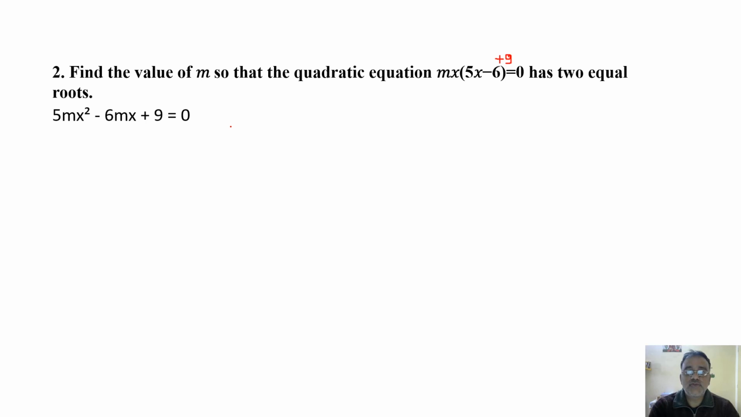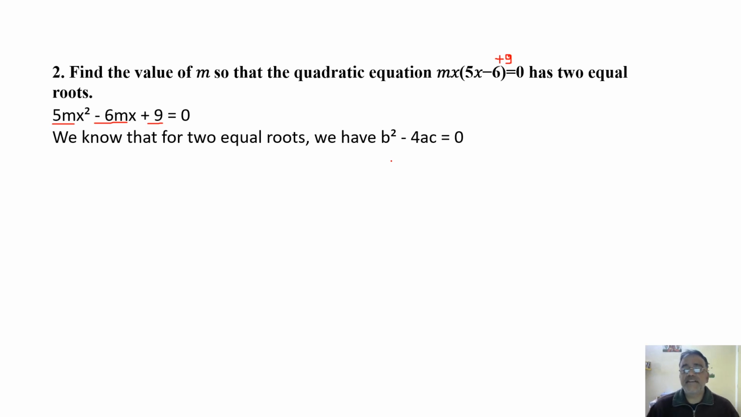Right. So a quadratic equation is the equation which is written in the form of ax square plus bx plus c is equal to 0, where a, b, c are real numbers, but a should not be equal to 0. Right. So for two equal roots, we have D is equal to 0. So what is the value of a here? 5m. And b? Minus 6m, and c is 9.